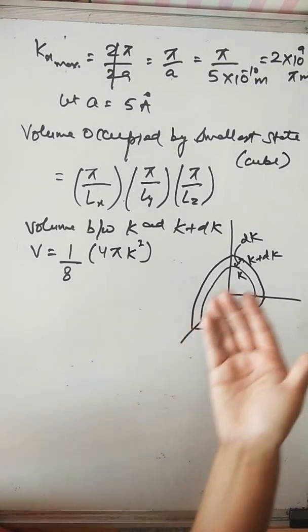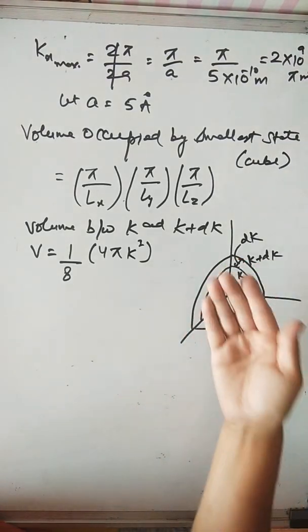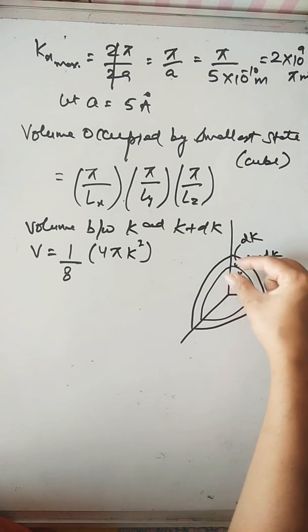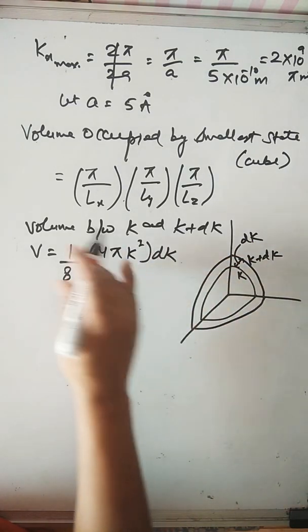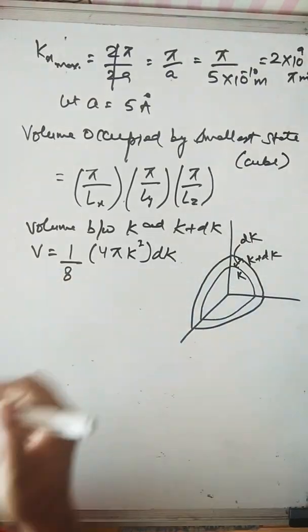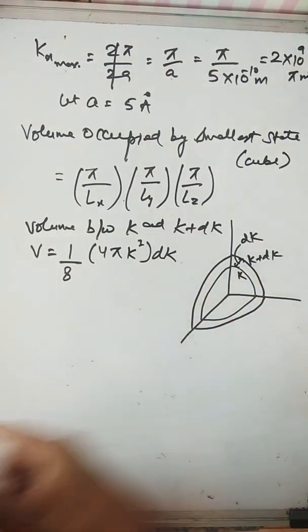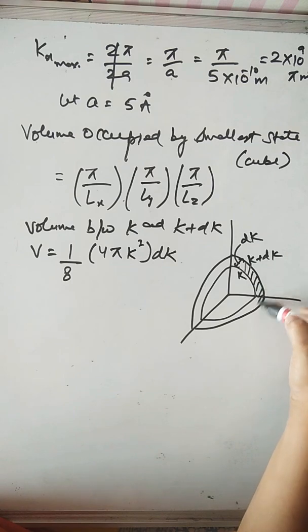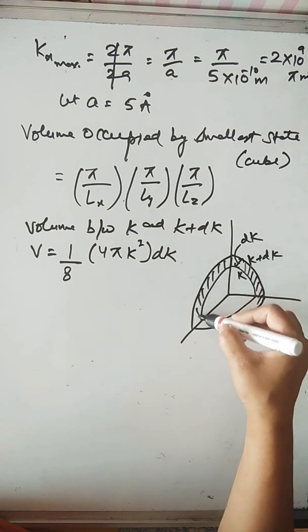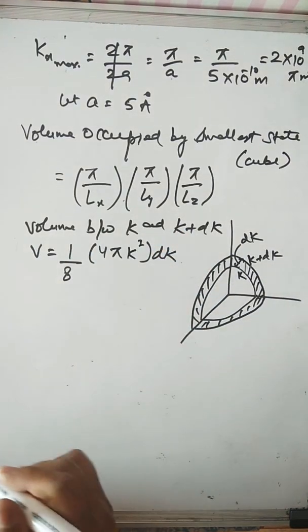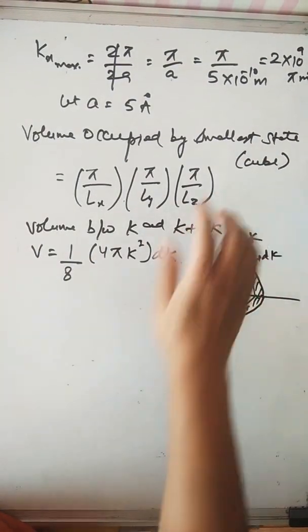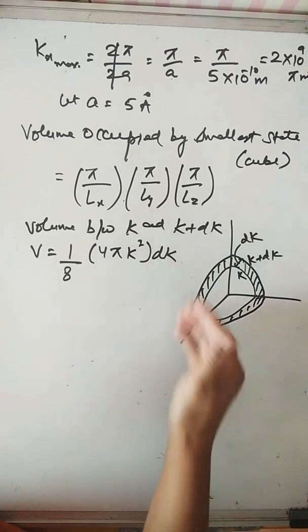Why have we taken the surface area? Because this is the front surface that we are facing. Now multiply by the width, which is dk. So this is the volume available between k and k plus dk, the shaded portion we are talking about. This is the total volume available, and we know the volume occupied by one state. Now we can find out how many points are there.